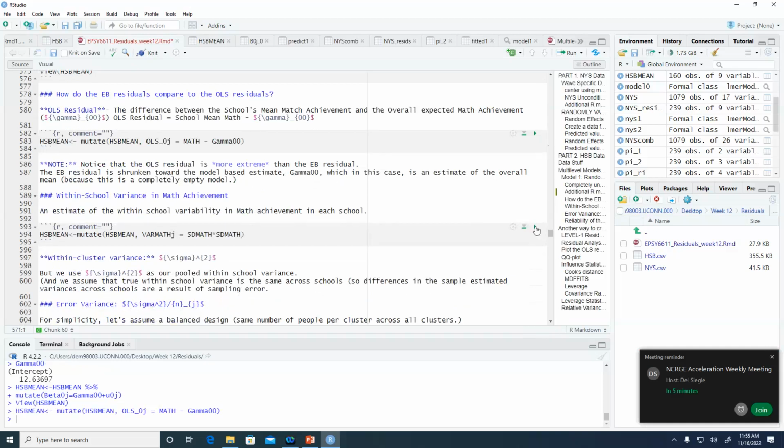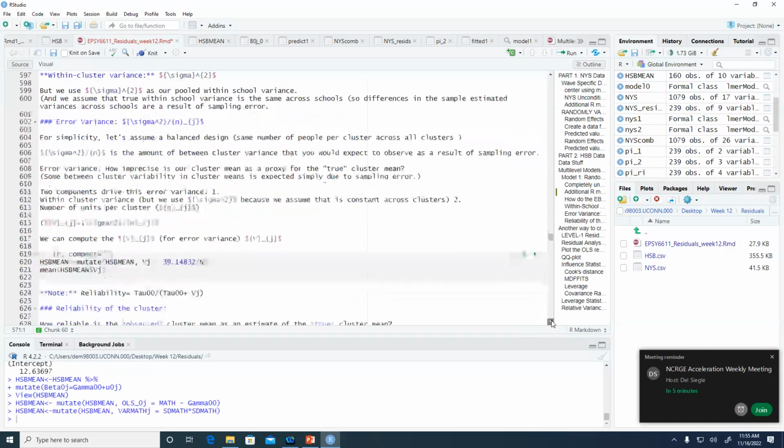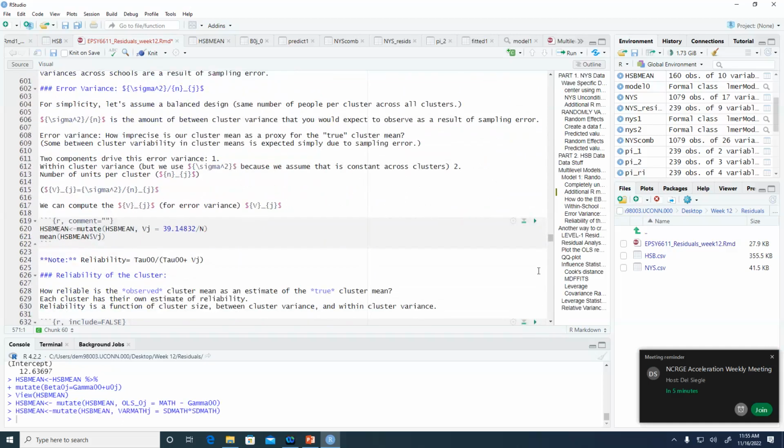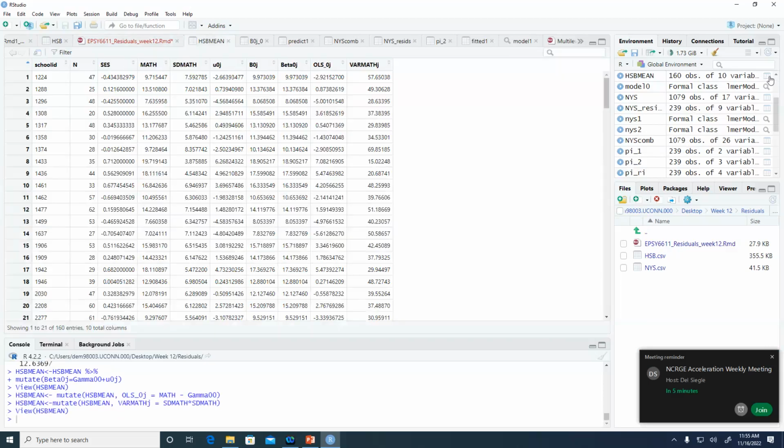I don't really care about this. I'll just run it, but I don't really need it. Okay, so now let's open this up for a second. Here's my OLS residual and my empirical Bayes residual. What do you notice about them? Sort of scanning.